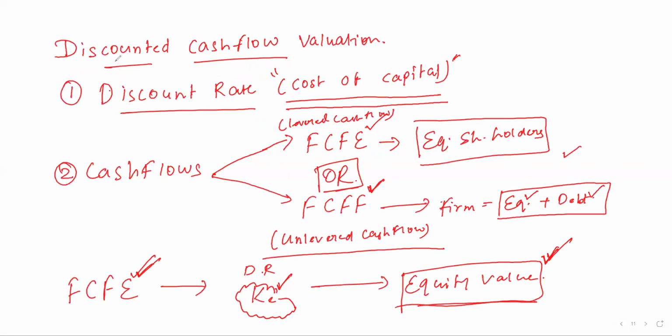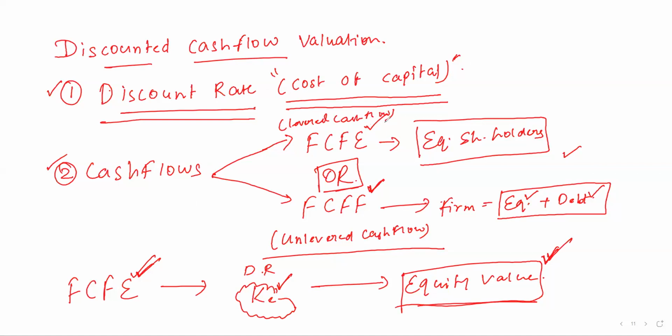So what I'm trying to say is discounted cash flow valuation comes with two broad terminologies. The two important aspects of a discounted cash flow valuation are the discount rate and the cash flows. The discount rate is nothing but cost of capital. Cash flows are of different types. Firm is basically the whole company.